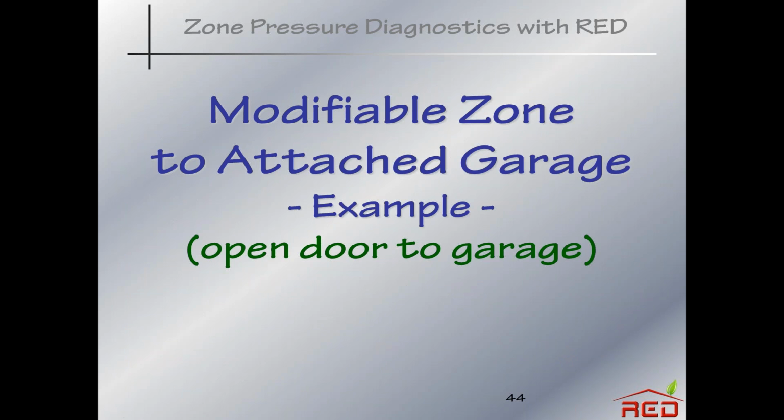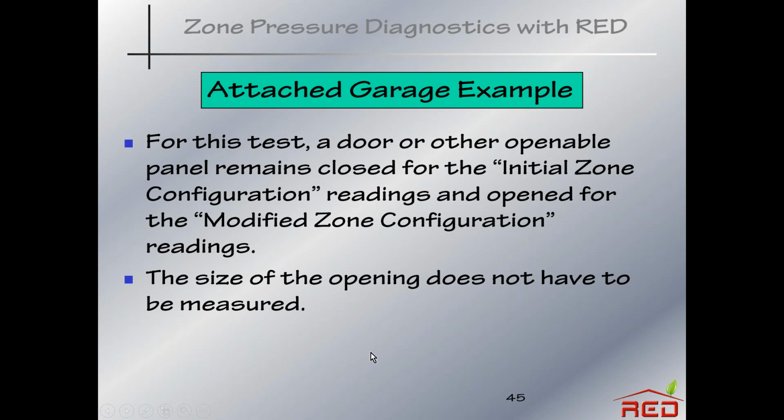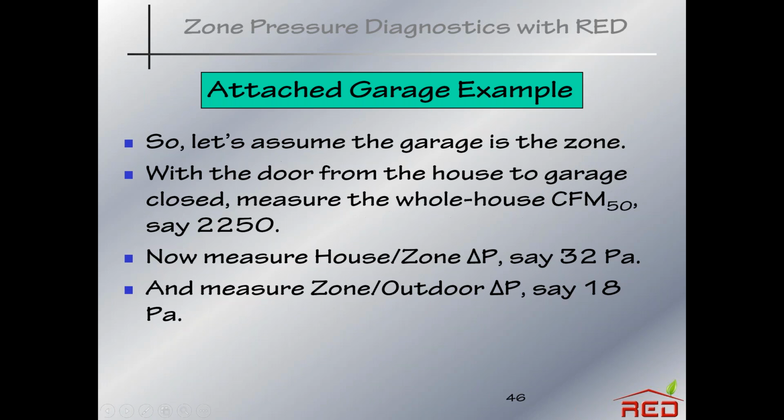Now, one other example I'll go through with the time we have left. I think I can get through that. It's an attached garage, and I'm just going to write this down so I've got it. We start with 2250 and 32, and it goes to, let's see, the house to zone, 3218. So that's the initial configuration.